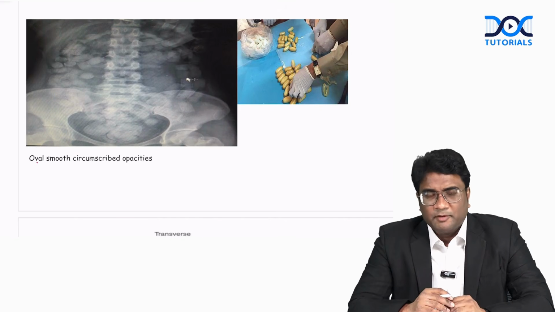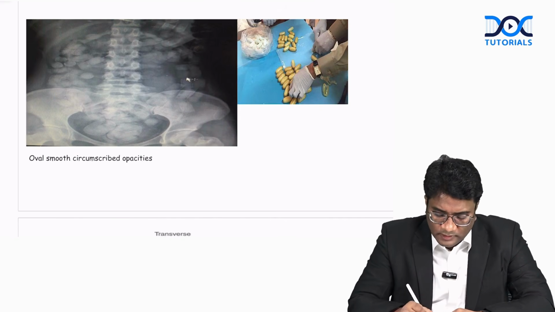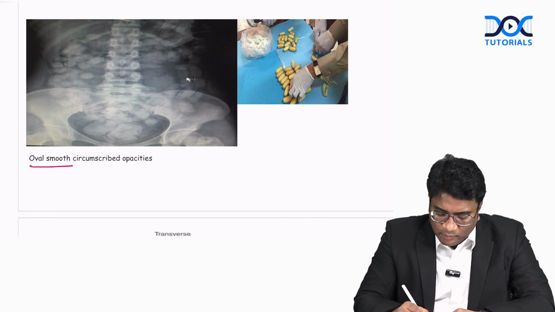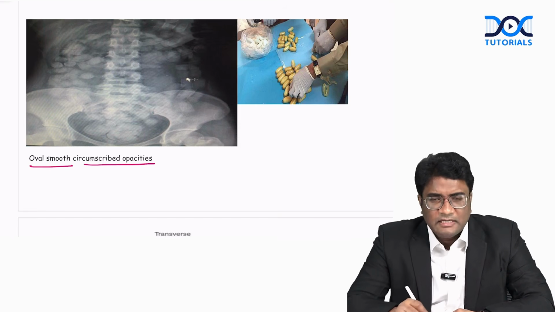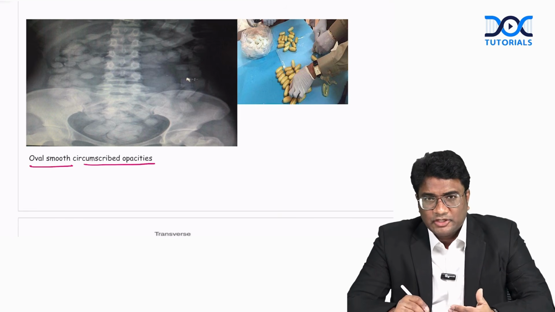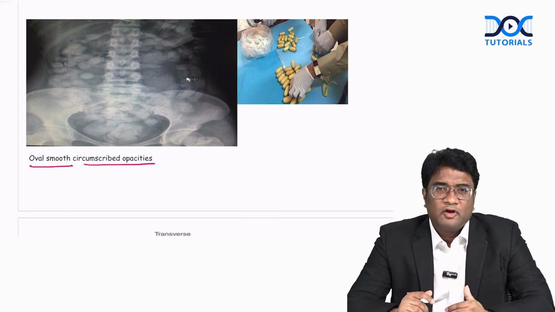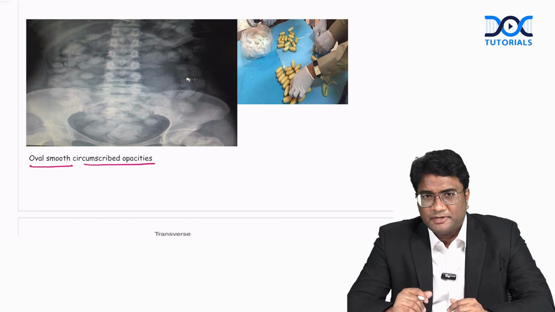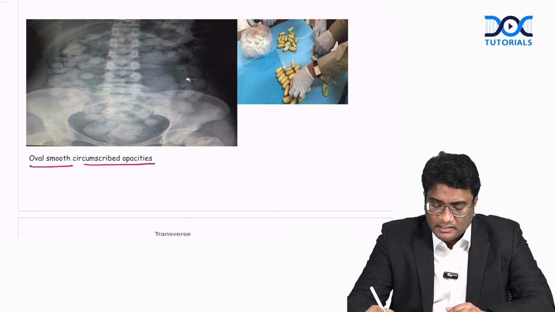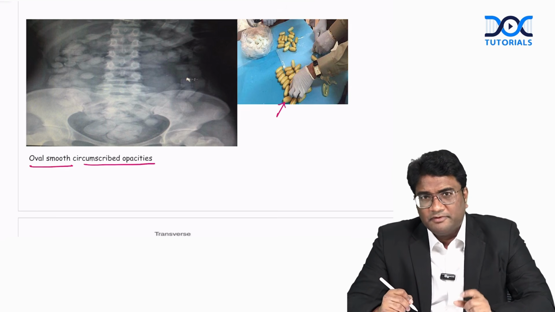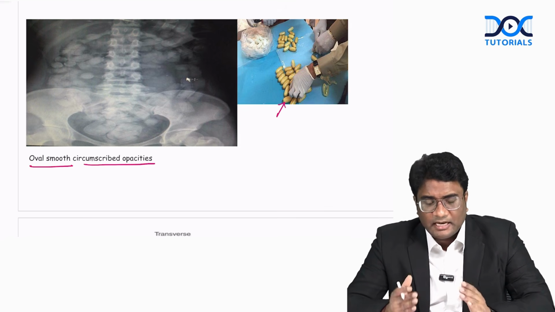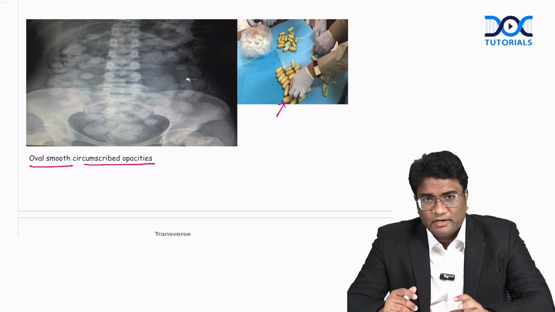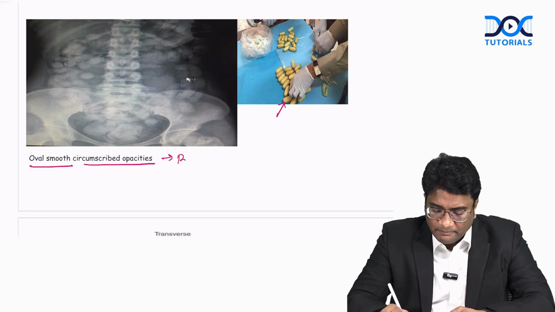Now, what is this abdominal radiograph showing? This is showing multiple oval, smooth, circumscribed opacities. This is a patient who is brought with agitation or abdominal pain by the officials in the airport. When you take a radiograph, you see these oval, circumscribed opacities in the abdomen. You should suspect the presence of drug smugglers who have latex packets filled with drugs kept inside their bowel loops. These are called body packers. So this image is of a body packer.